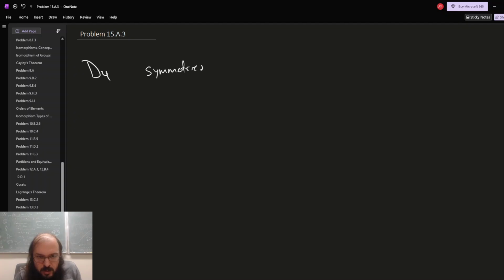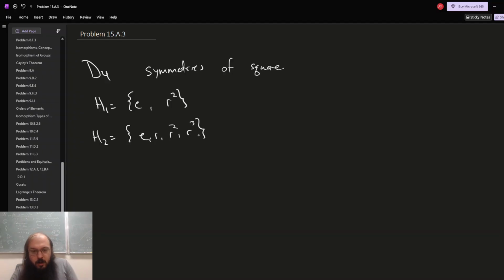And I'm going to do two examples actually. I only wrote three here, but I'll do this one and also the next one with two subgroups, one of them being the group consisting of just E and R squared, and one of them being the rotation subgroup. There's a little bit of a typo in this problem. I mean, there are a lot of typos in this book, I've noticed.